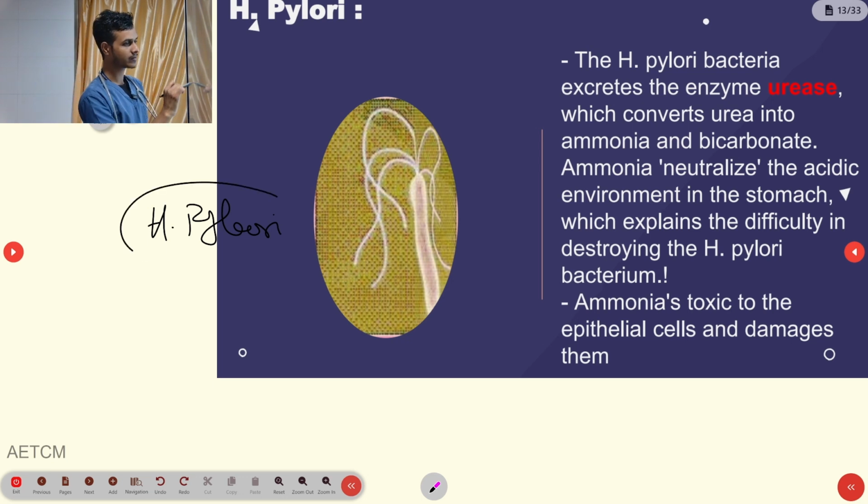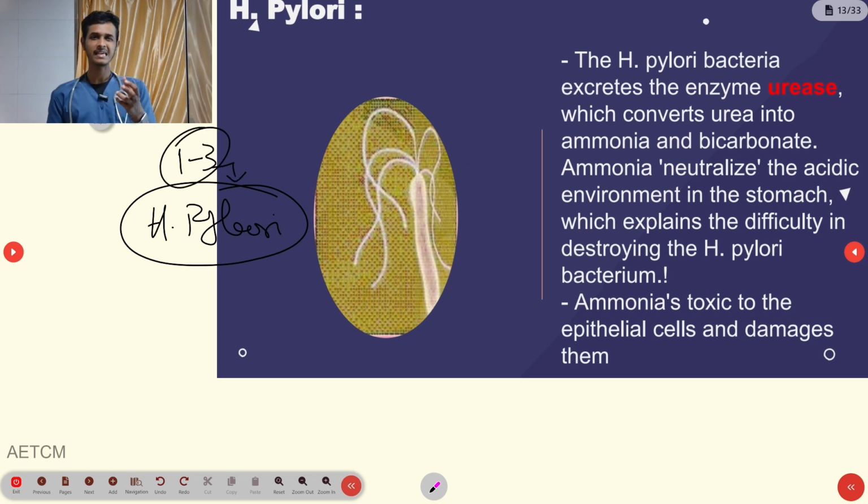So, we said that our gastric content pH will be somewhere around 1, 2, 3. With this pH, it will easily erode or kill whichever bacteria, but how does the H. pylori bacteria survive even with this pH? That is one of the concepts you have to understand. The H. pylori will secrete one enzyme called urease.